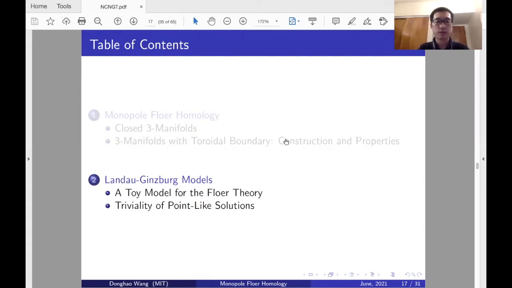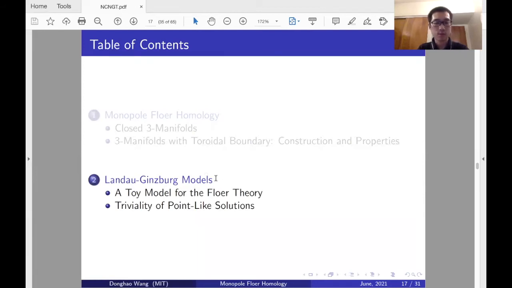In the first video, I explained the construction of the monopole Floer homology for three manifolds with toroidal boundary, but there are many problems to address in order to say this group is well-defined. In the second part, I will focus on one particular problem, the triviality of point-like solutions, and explain why Landau-Ginzburg models are useful for the proof. And we can start to see the connection with some modern symplectic topology.